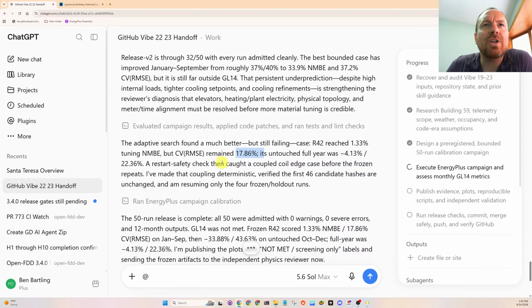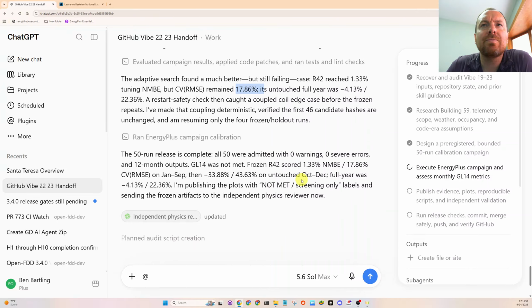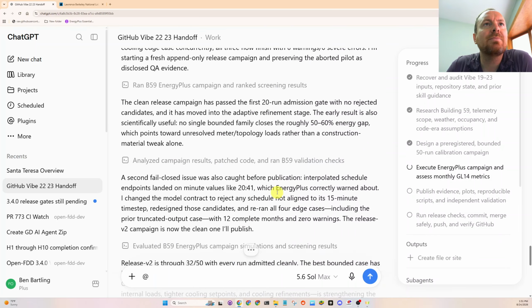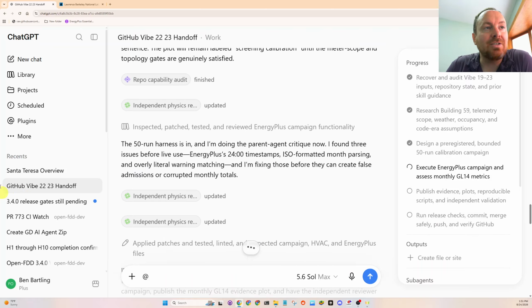A restart safety check, and then it caught a couple of coil edge cases. So it's still trying to meet Guideline 14. The neat thing is, in this little sandbox where ChatGPT runs, it installed EnergyPlus. So it's just running its own EnergyPlus version wherever it's running, and it can pull my code and refactor it.